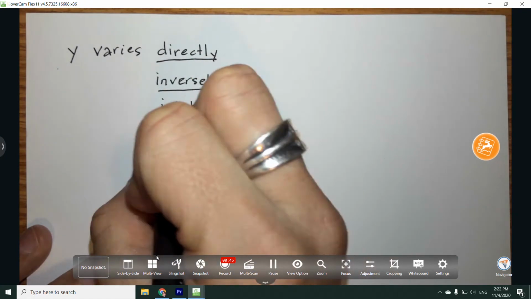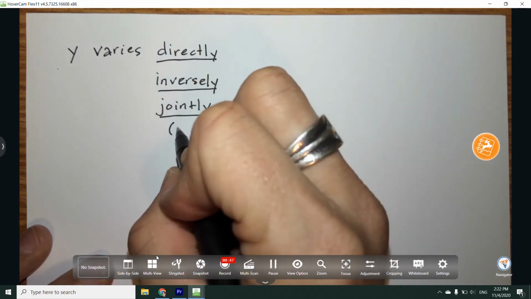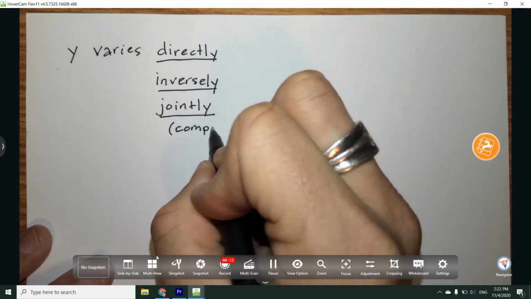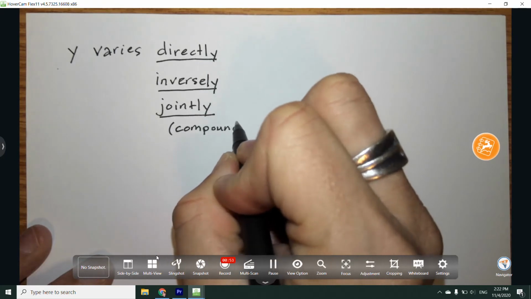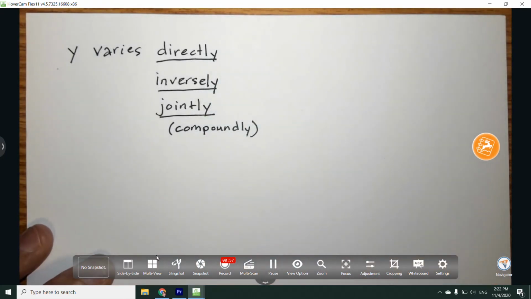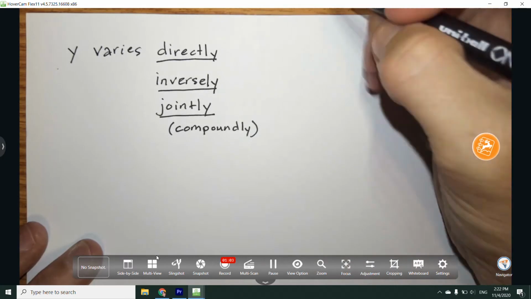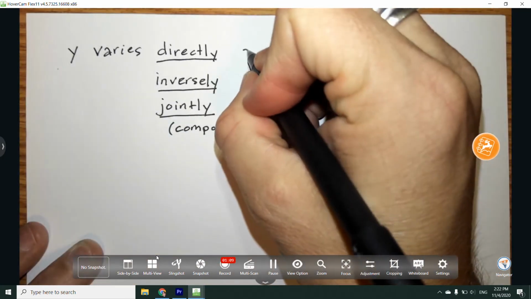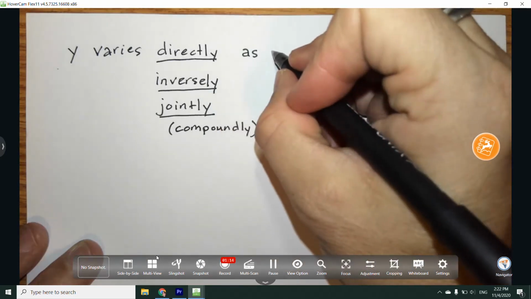Okay. The other nice math textbooks might use the word compoundly, but that's not what Hawks will be using. Just in case you transfer or go to another math class, or they don't use Hawks, they use another math book, they might use it. Our sentence will say y varies directly as x.